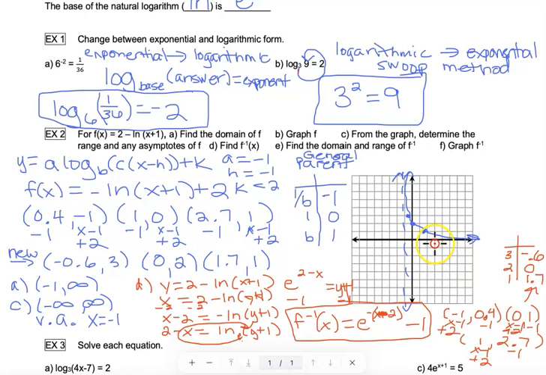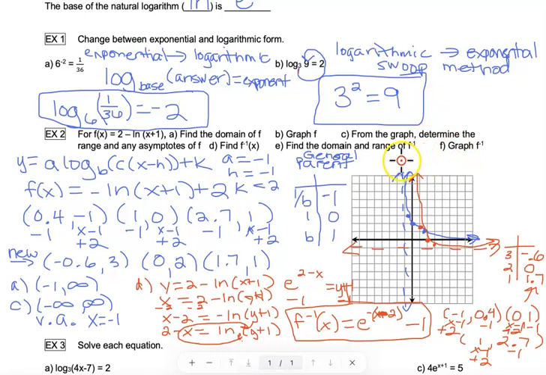So 3, negative 0.6 would be right here. 2, 0 would be right here. And 1, 1.7 would be right here. I know that this is an exponential, so y equals -1 is going to be my horizontal asymptote. Logarithms have vertical asymptotes. Exponentials have horizontal. I'm so sorry that the connecting of the dots is so bad there. Really tried hard. And we can tell that they are indeed reflections over the line y equals x.